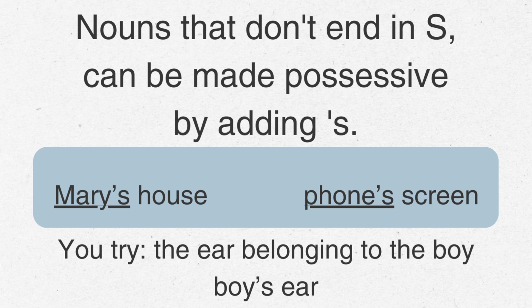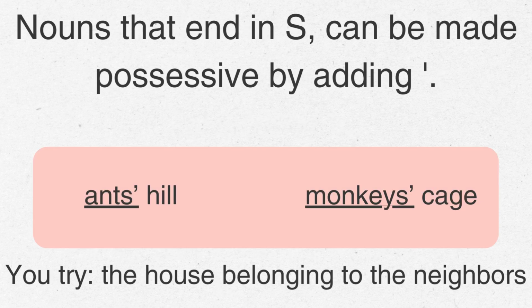Let's look at another type of example. Nouns that end in S can be made possessive by just adding an apostrophe. So here we have ants. Ants ends in an S, so we're only going to add an apostrophe to show ownership. Now we're showing that the ants, the group of ants, own the hill.